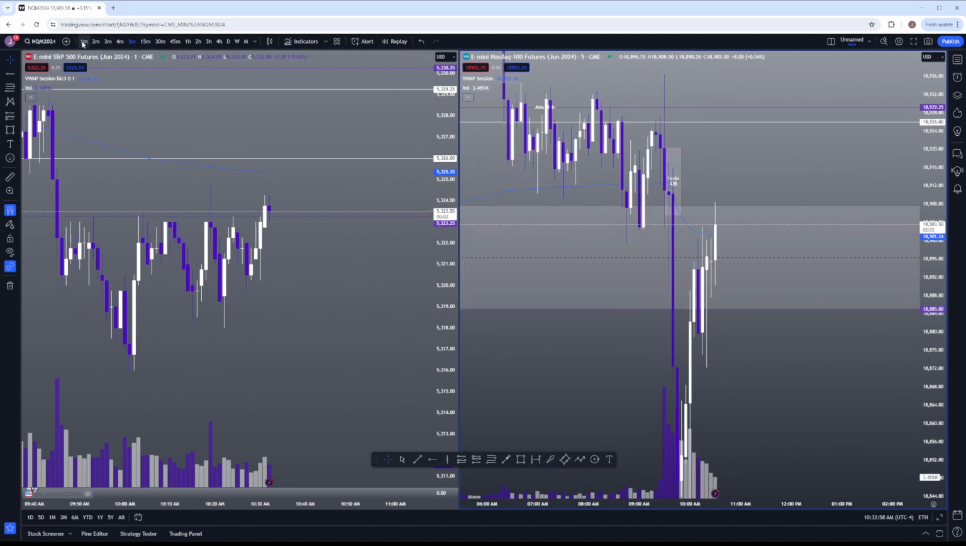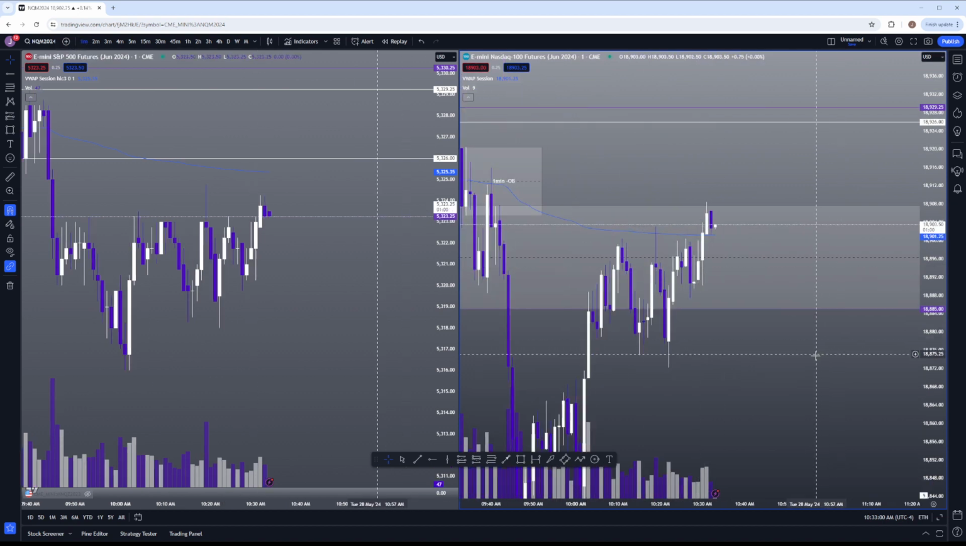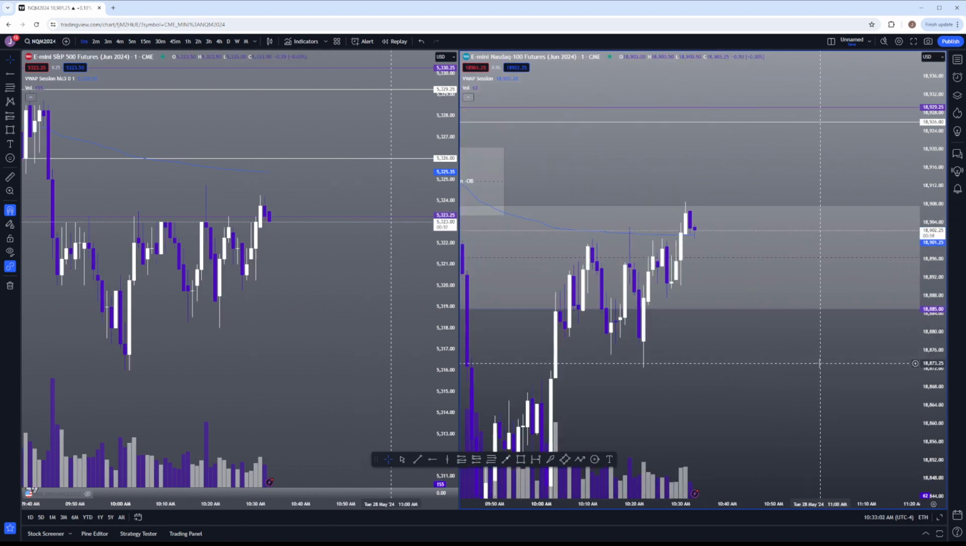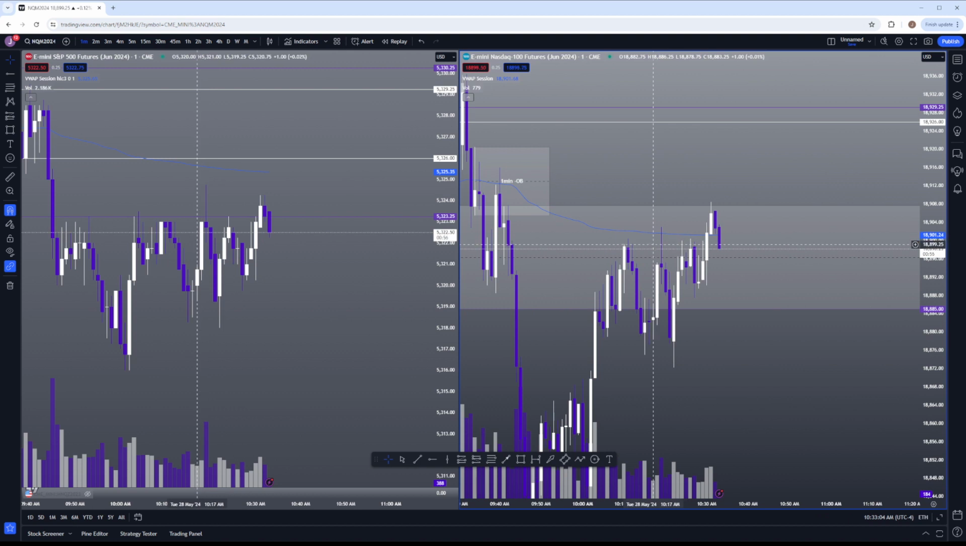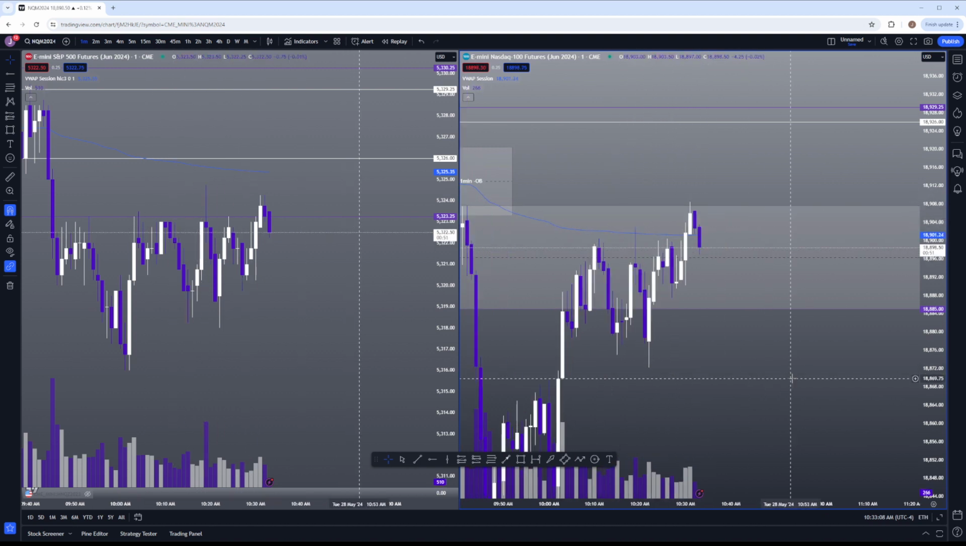Hey, so, we're slowly moving up. We did get that displacement, but it also could be that fake out manipulation move up. That's why you're just seeing me be patient here. I'm not really itching to jump in just yet.